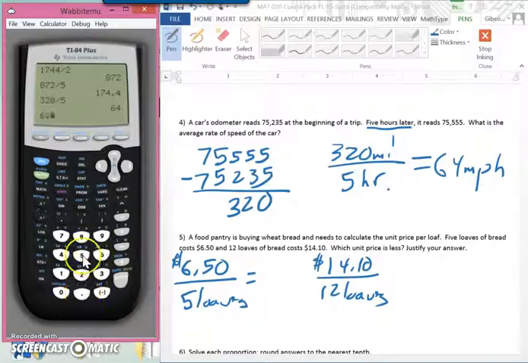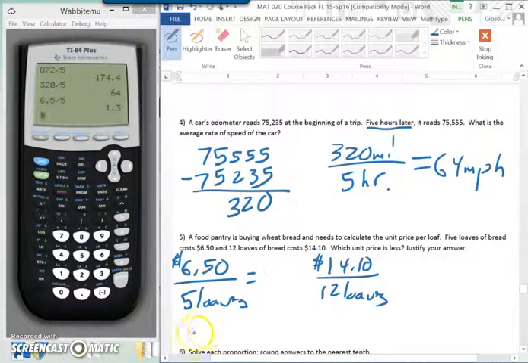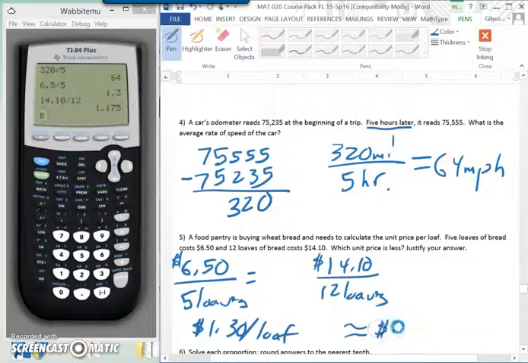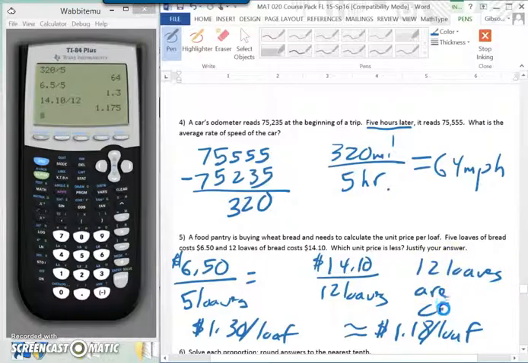So you would divide this 6.5 divided by 5, and that will give you $1.30. I'm going to write it below. It'll be $1.30 per loaf. Now we would take $14.10 and divide it by 12. And since we deal with money, we know we would just go to 2 decimal places, so it'd be $1.18 per loaf. So the 12 loaves are cheaper, so this will be your final answer. You'll write down 12 loaves are cheaper. Now you cannot just leave this final value here. You have to tell me specifically which one is cheaper.